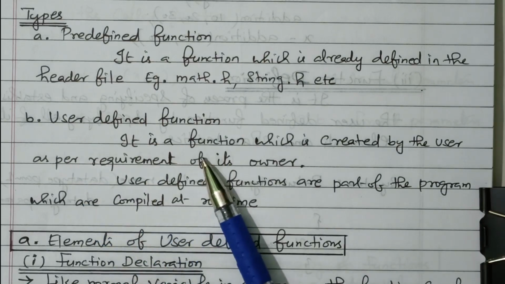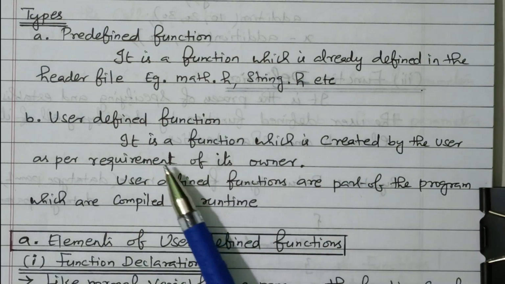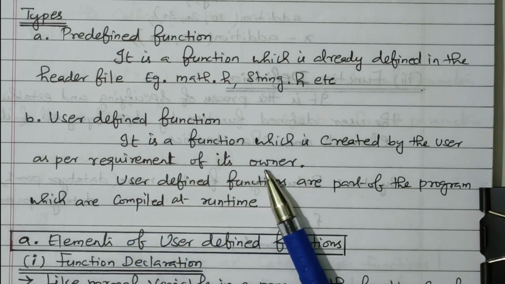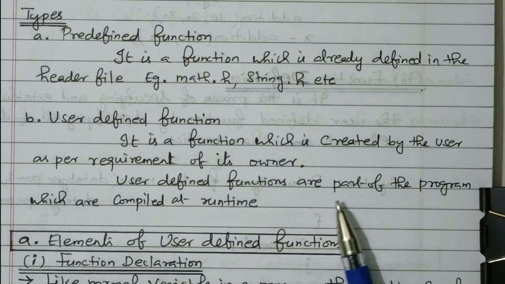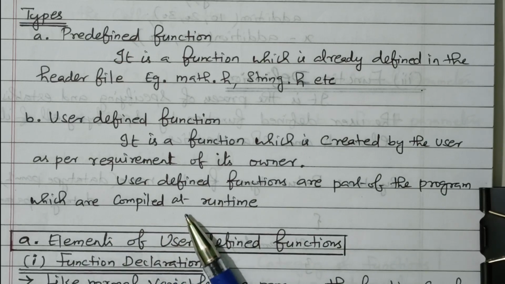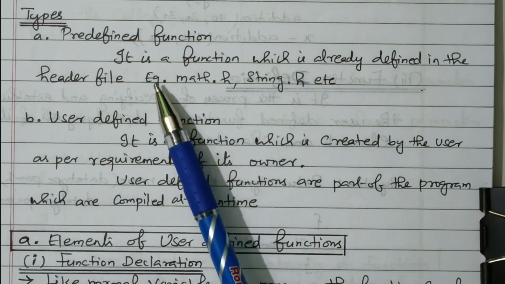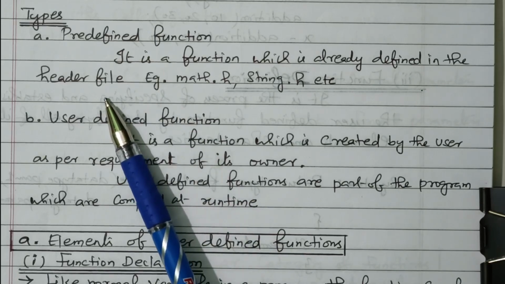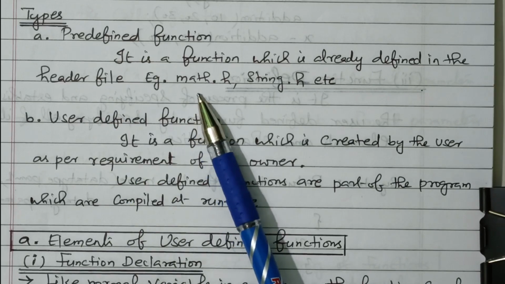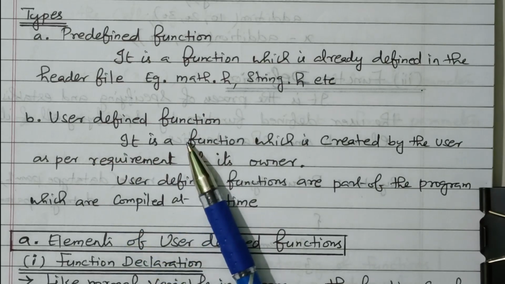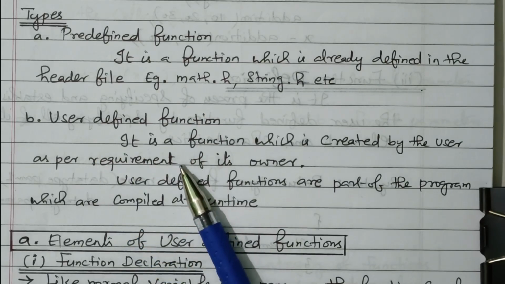So we can define the function according to our requirement. It is a function which is created by the user as per the requirement of its owner. Based on our requirement we can create it. User defined functions are part of the program which are compiled at runtime. So the main program, and a part of that program is the function, right? Predefined functions are already available in the compiler as header files, and whichever we need we can include in the main program. The second type, user defined, we can create our own function according to our requirement.